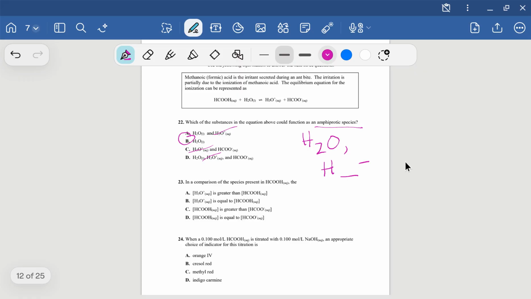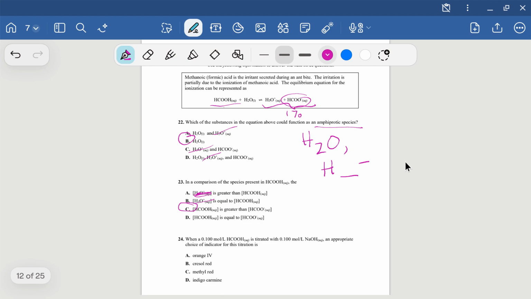The next one, in comparison of the species, because this is a weak acid, it only dissociates about 1%, meaning we'd have just a very small amount of products being formed. So in terms of what we have formed, we would not have a greater amount because there would be very little of this. It wouldn't be equal because there's so little of that. You would definitely have more acid than you would of the negative ion in the product. So it looks like the answer here is C. And we can double check. Yes, it's definitely not equal. So the answer is definitely C.